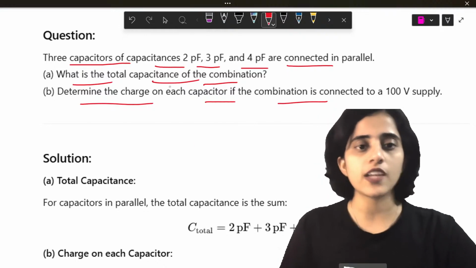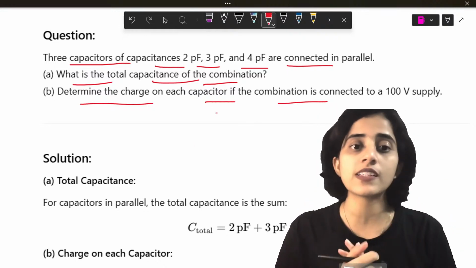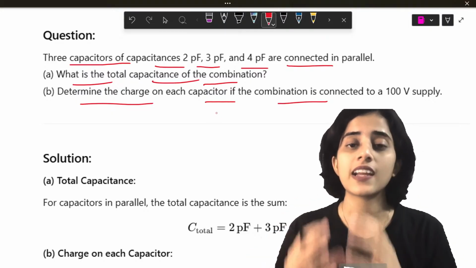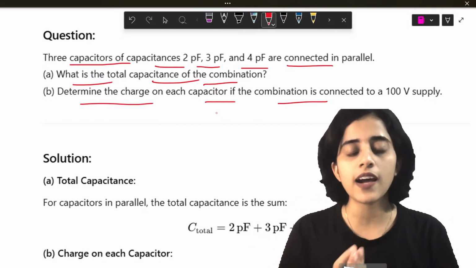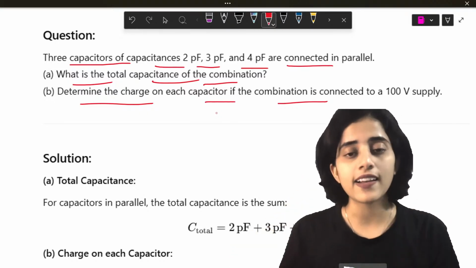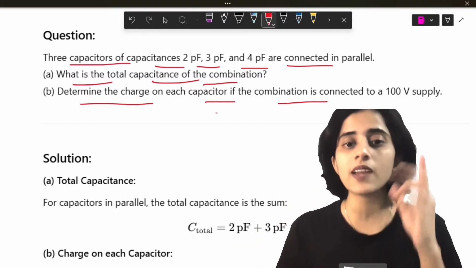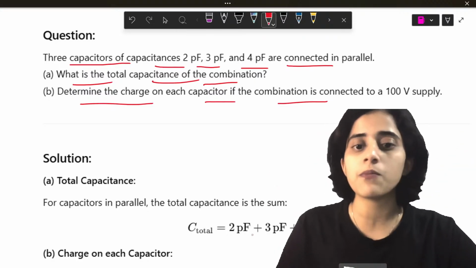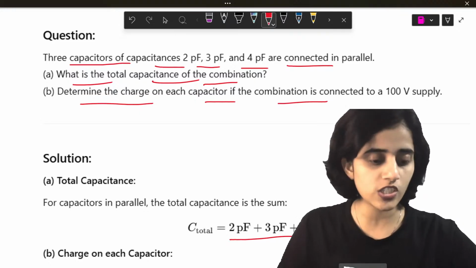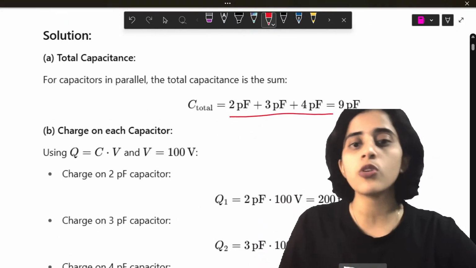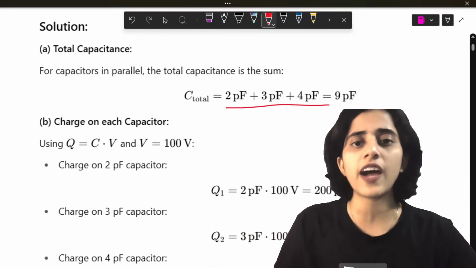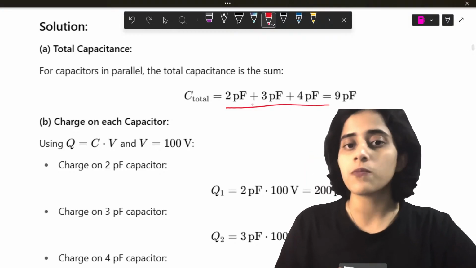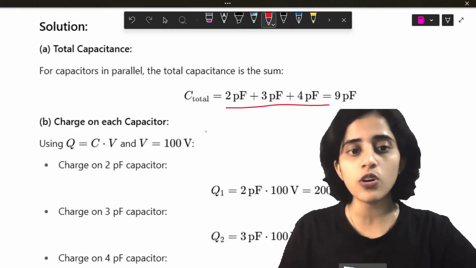Yeah? Okay, so part A of the question asks you to find out the total capacitance of capacitors connected in parallel. What is the formula? Capacitors connected in parallel together will be C1 plus C2 plus C3, which is 2 plus 3 plus 4. The answer is going to be 9 picofarad. You don't have to convert it into farad because all 3 are in picofarad, right? So it will be 4 plus 3 plus 2, which is 9 picofarad.